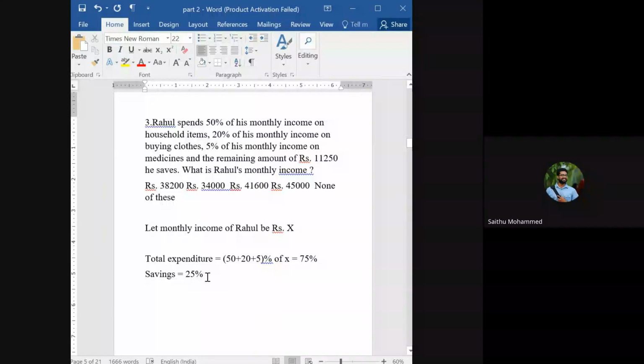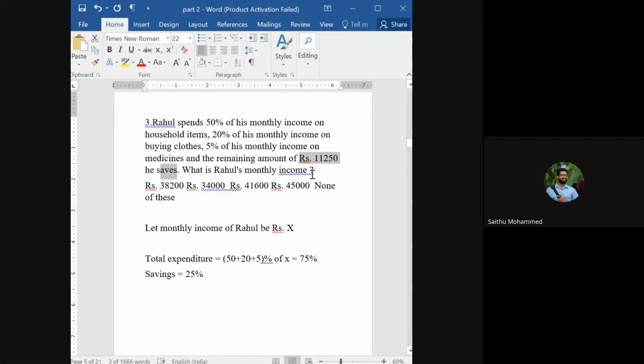Now let's see in the question if there is something regarding expenditure or savings in rupees. First we'll look into the expenditure. Everything is in percentage, nothing is there in amount or rupees, right? Now we will look into whether in savings there is anything given in amount. Yes, there is, right? Rupees 11,250 is the amount that he saves, which is being given here.